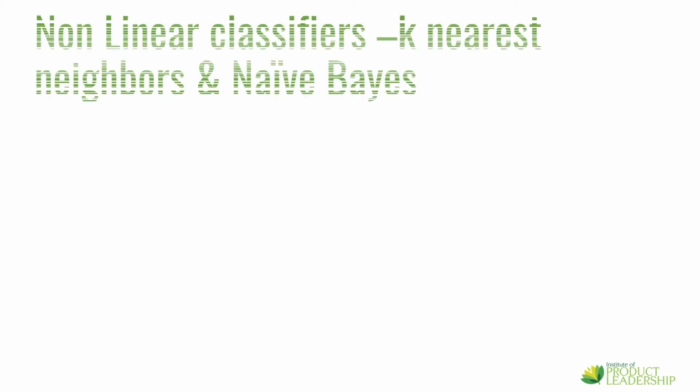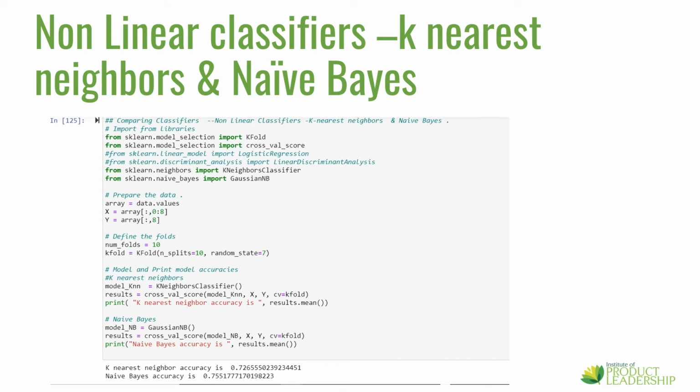Let's look at non-linear classifiers, k nearest neighbor, KNN, and naive Bayes. We start by importing k-fold cross-validation score, k nearest neighbors, and naive Bayes from sklearn library. Split the dataset into feature matrix x and dependent variable y.